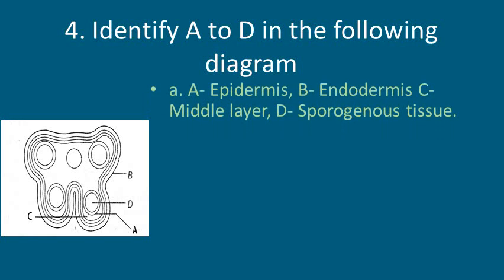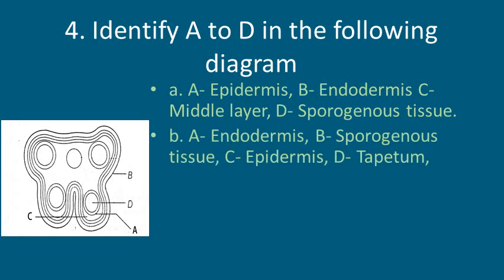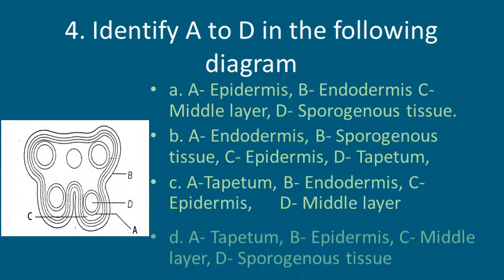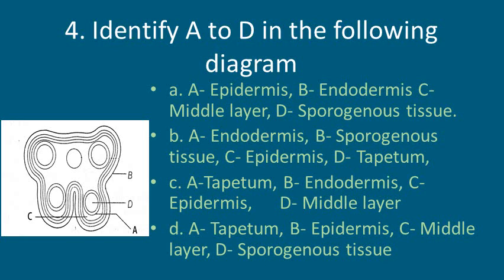Option A: epidermis, B endodermis, C middle layer and D sporogenous tissue. Option B: A endodermis, B sporogenous tissue, C epidermis and D tapetum. Option C: A tapetum, B endodermis, C epidermis and D middle layer. And option D: A tapetum, B epidermis, C middle layer and D sporogenous tissue. So we have to find out from the figure.